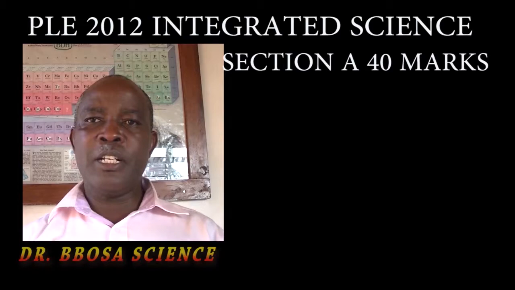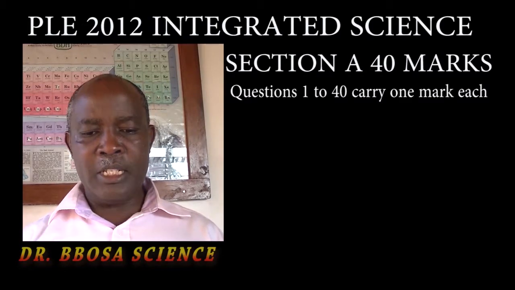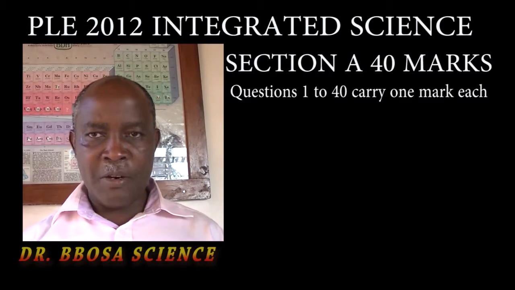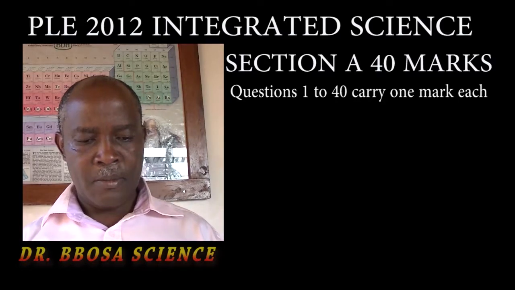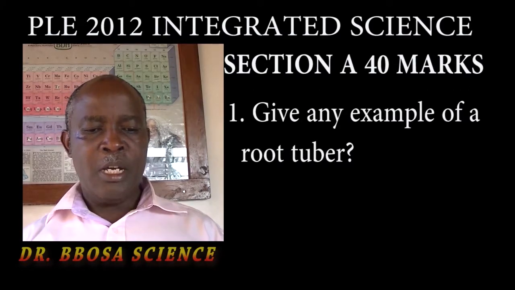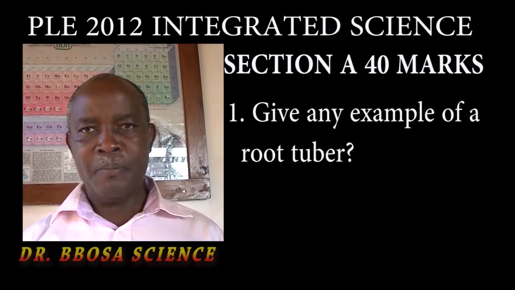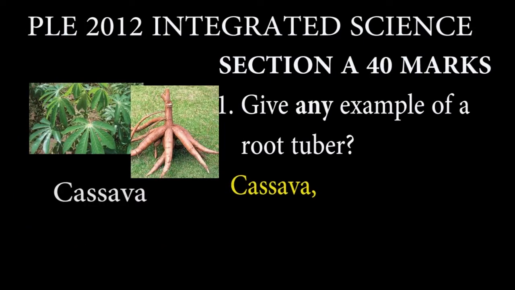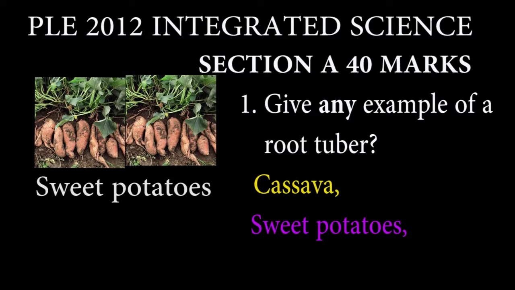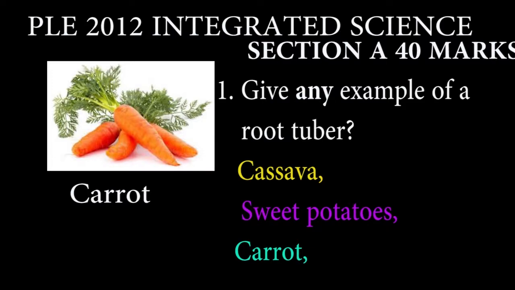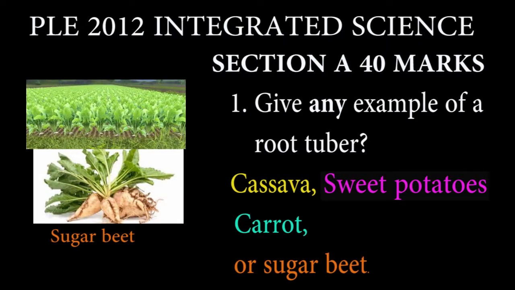Question A, 40 marks. Questions 1 to 40 carry 1 mark each. 1. Give any one example of a root tuber. This can be cassava, sweet potato, carrot, or sugar beet.